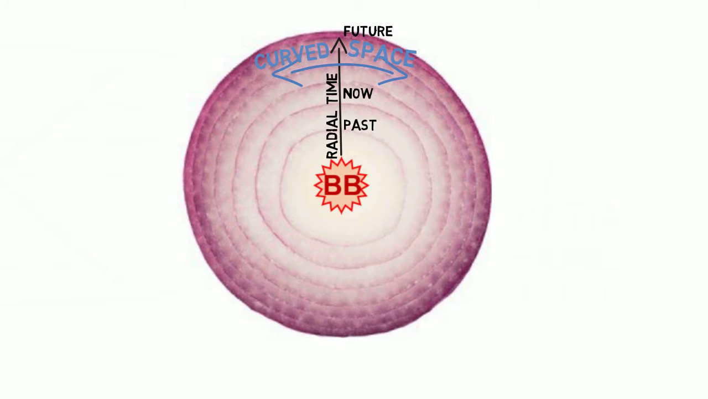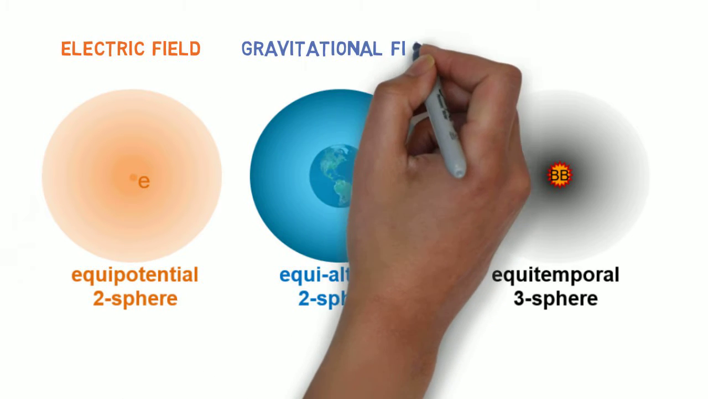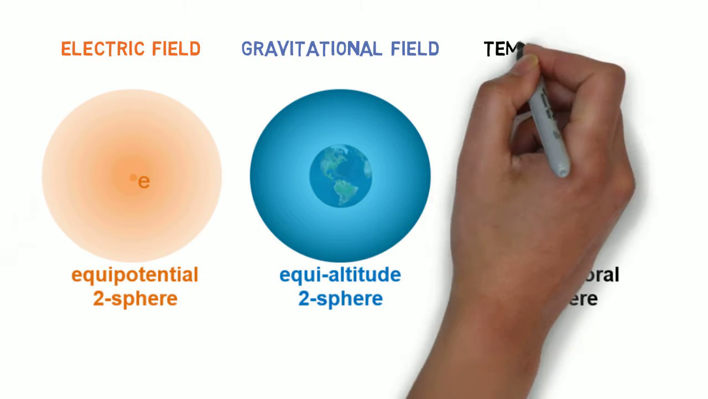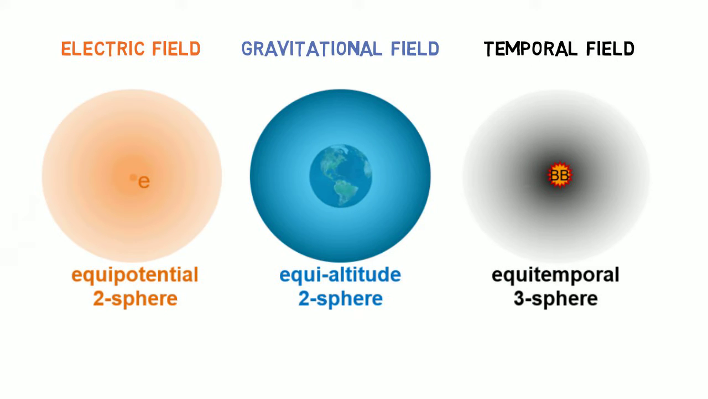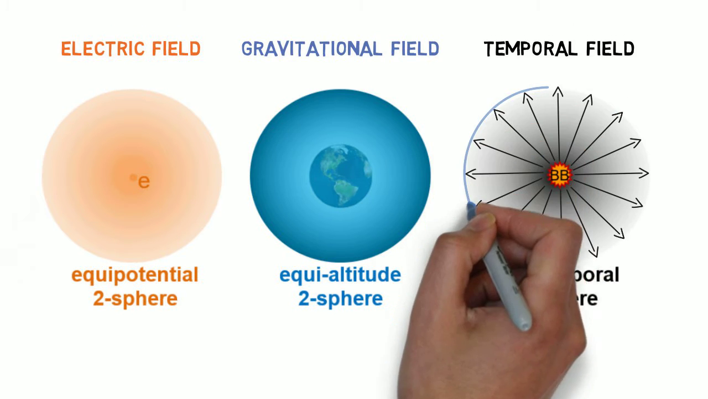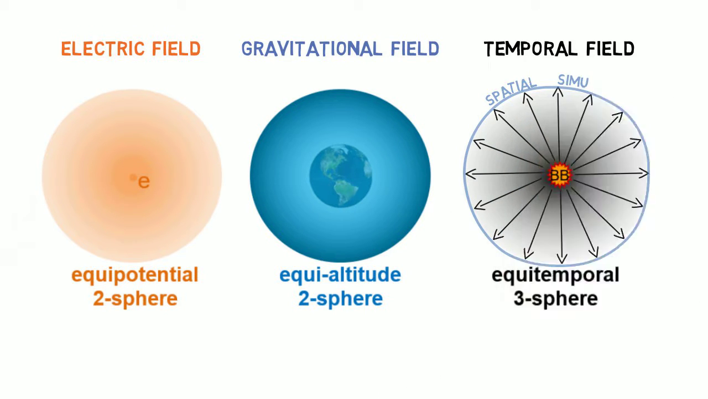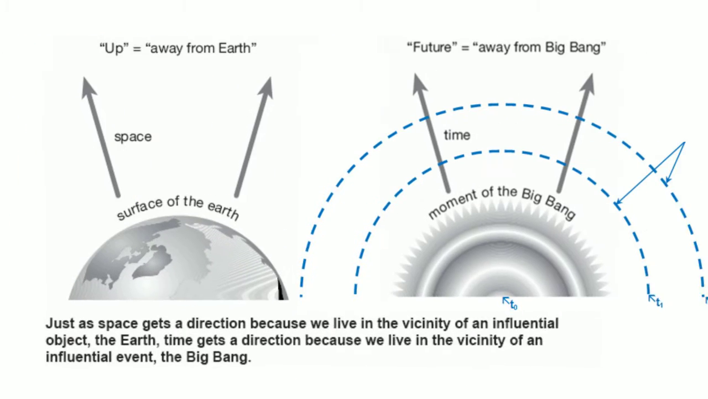The electric field around an electron and Earth's gravitational field are each enclosed at any radius with an equipotential sphere. Similarly, the Big Bang event can be modeled as the invariant center of a temporal field, radiating unidirectionally outward in 4D. Just one kind of dimension does it all. At any radius is an equitemporal region, which is a spatial simultaneity in the rest frame of the Big Bang. Space is derived from the field, while the future is absolute.